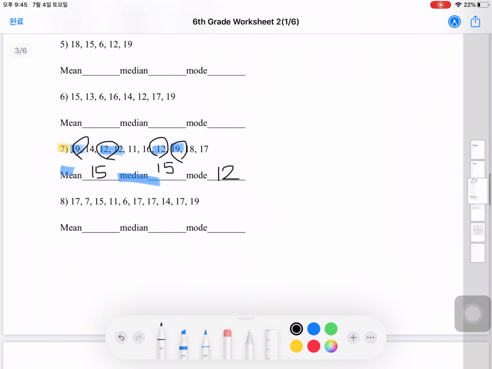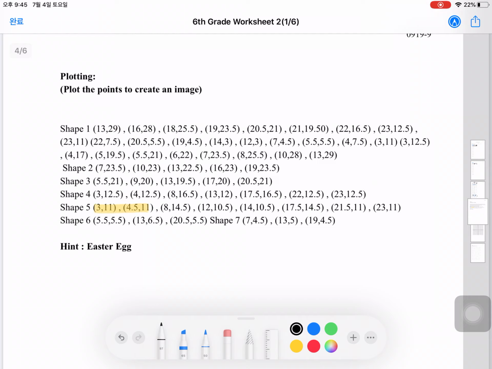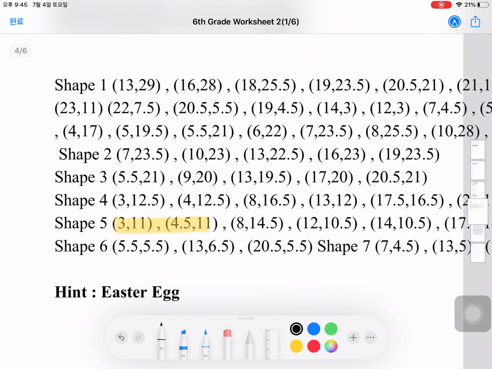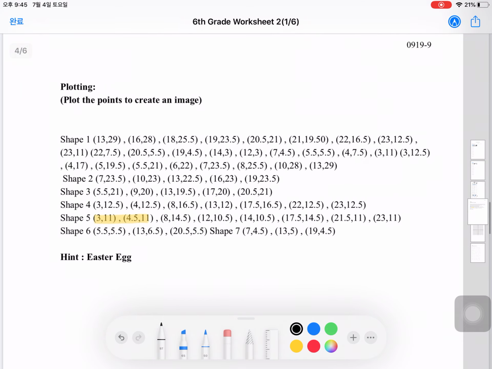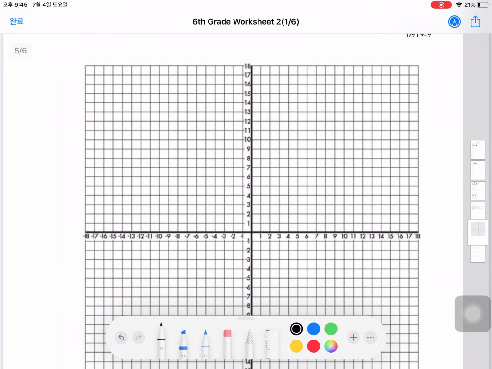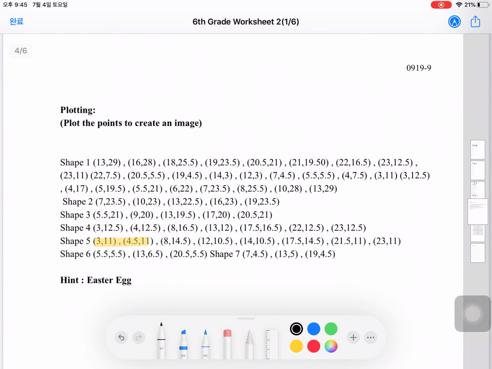Try the rest on your own, and let's go on to the next section, which is plotting. So, there's a set of numbers here and 6 different shapes. The hint is an Easter egg, which means when you're done plotting all these points, your drawing should look somewhat like an Easter egg. So I'll be plotting these 2 points with you guys and try the rest on your own. There's a grid on the next page to help you.